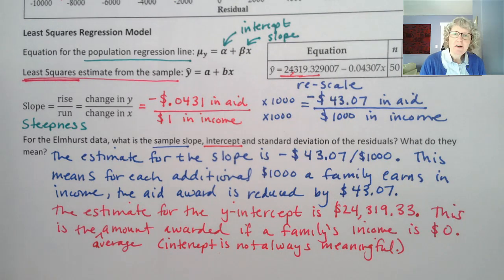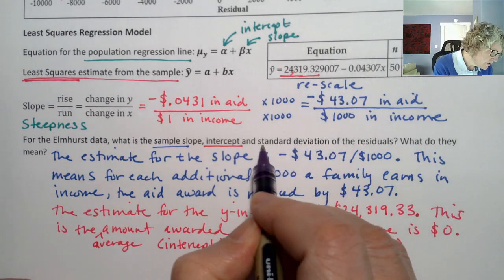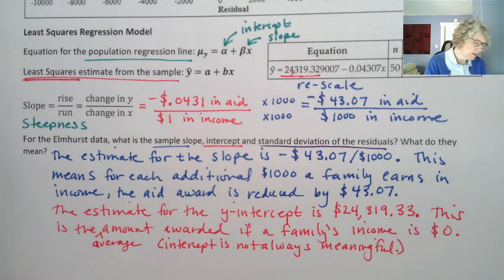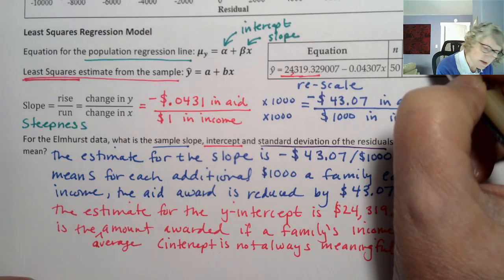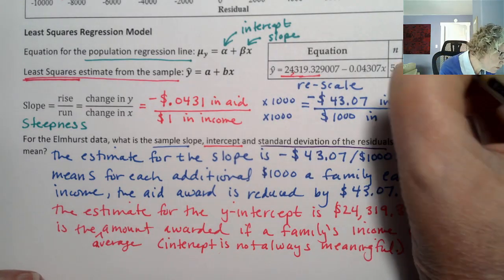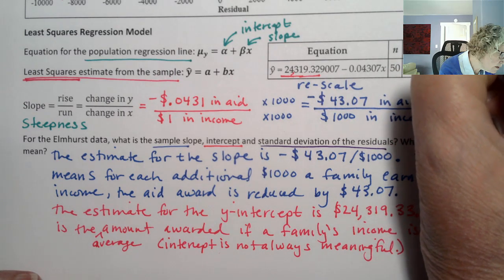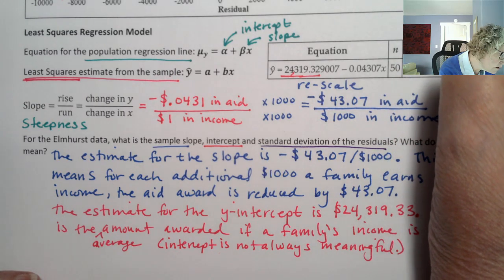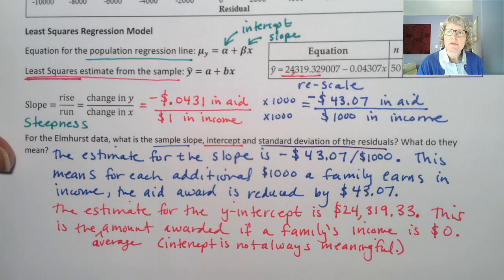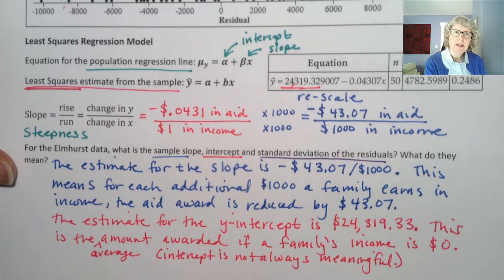Okay, now let's get to our last one, the standard deviation of the residuals. What do they mean? This is our S value right here, and they're talking about the residuals. You could think of this as residual to residual variation, or individual to individual variation of the residuals.